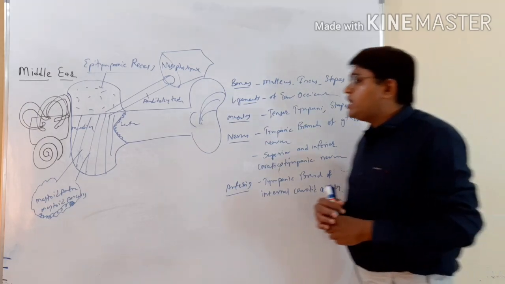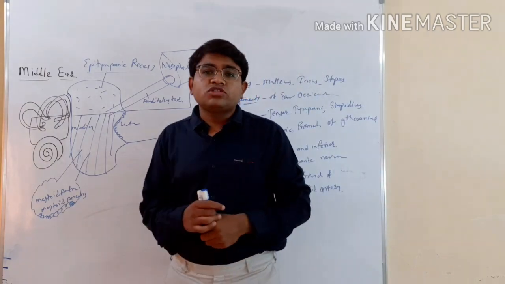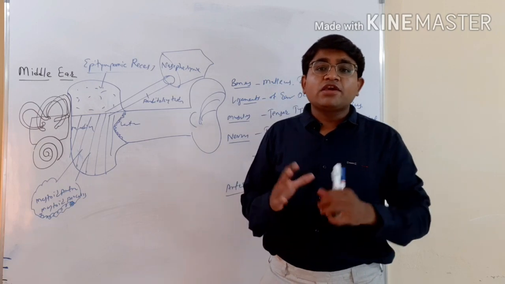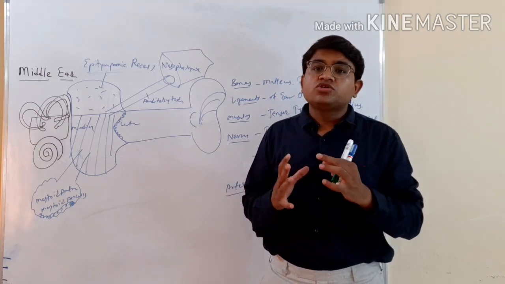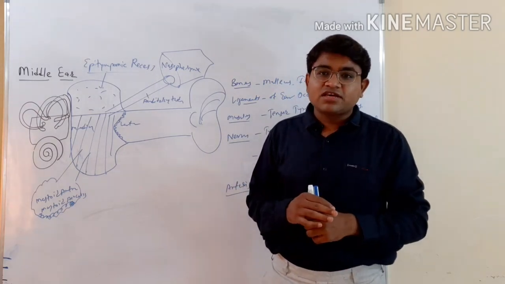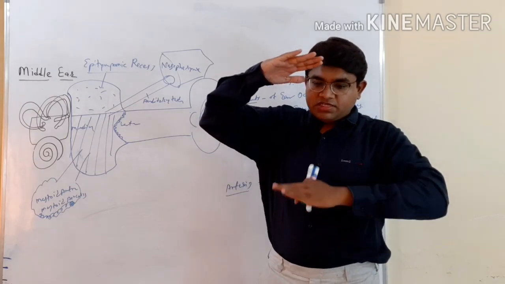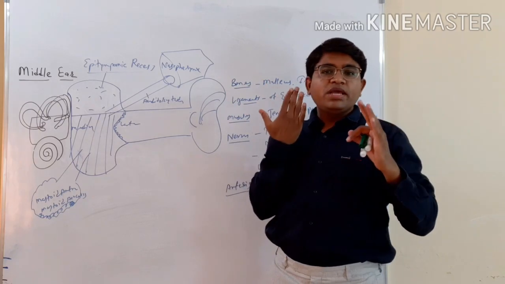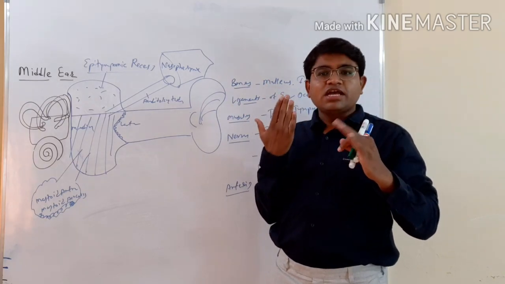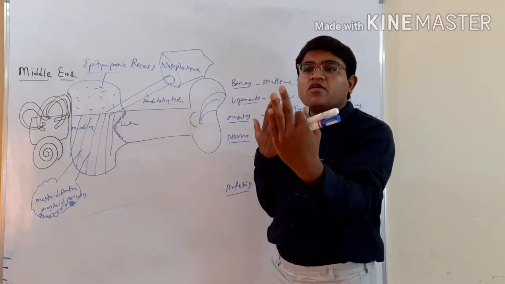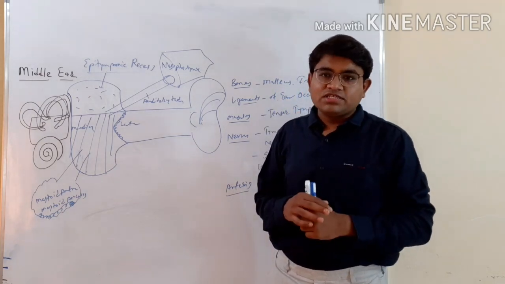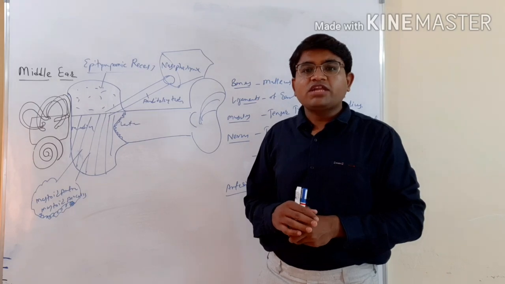Now let me see the walls of the middle ear cavity. As we have discussed, it is cube shaped, so it has 6 surfaces: the superior surface, inferior surface, anterior surface, posterior surface, medial surface on the internal ear side, and lateral surface on the tympanic membrane side. So these are the 6 surfaces of the middle ear cavity. So let me draw.